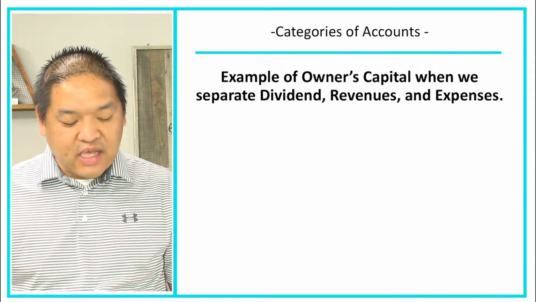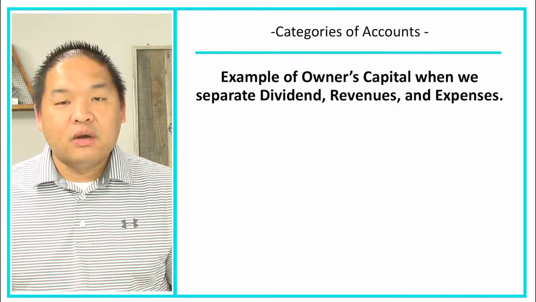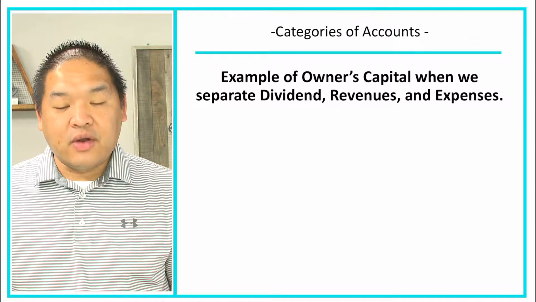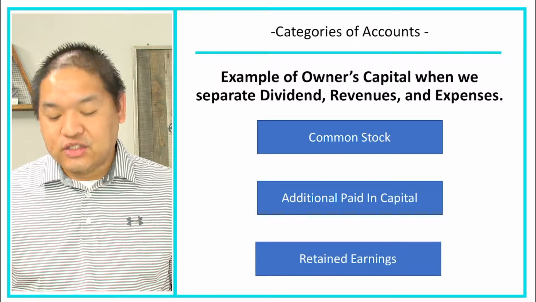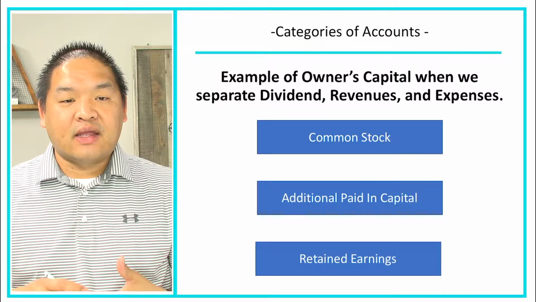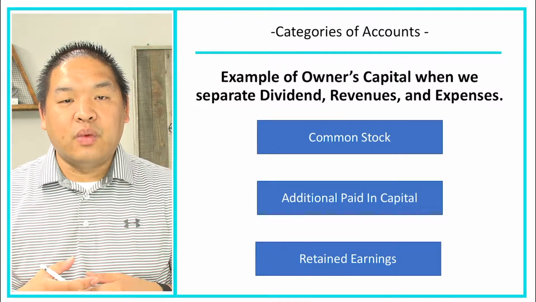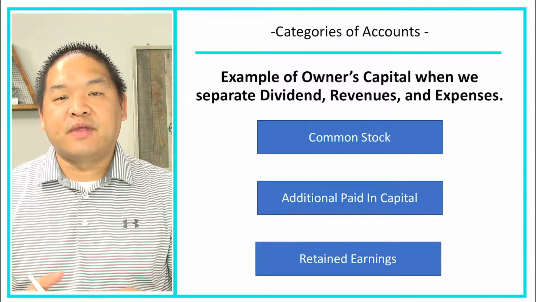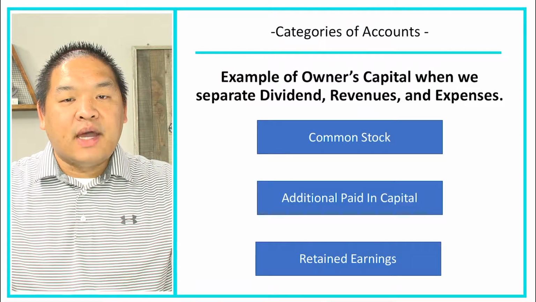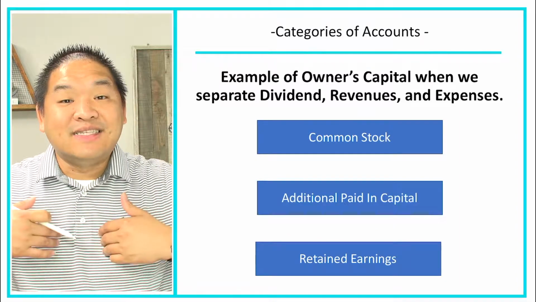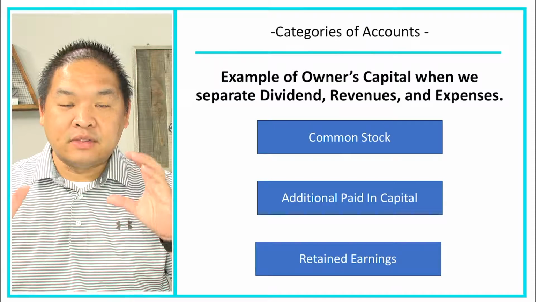Now, examples of owner's capital when we separate stockholders' dividends, revenues, and expenses. Well, stockholders' equity is also known as common stock, additional paid-in capital, and retained earnings. So common stock is the stock that we purchase. So if I put in $1,000, that's common stock. Additional paid-in capital usually is what we put above that. So after 4 years, if the company needs $10,000, I would put $10,000 more into the company. And so my initial common stock is $1,000. My additional paid-in capital is $10,000 for a total investment of $11,000.